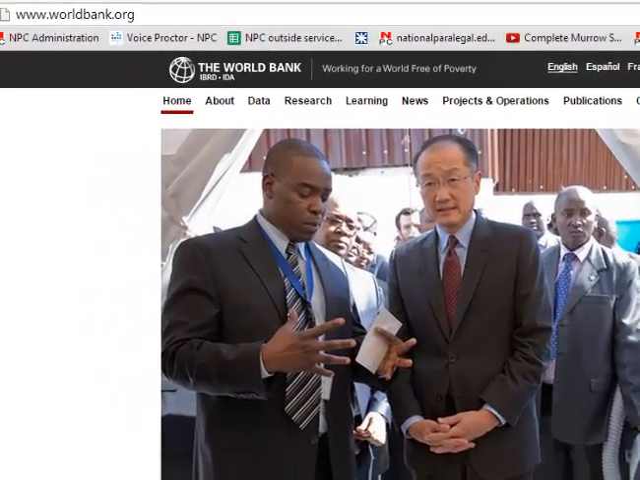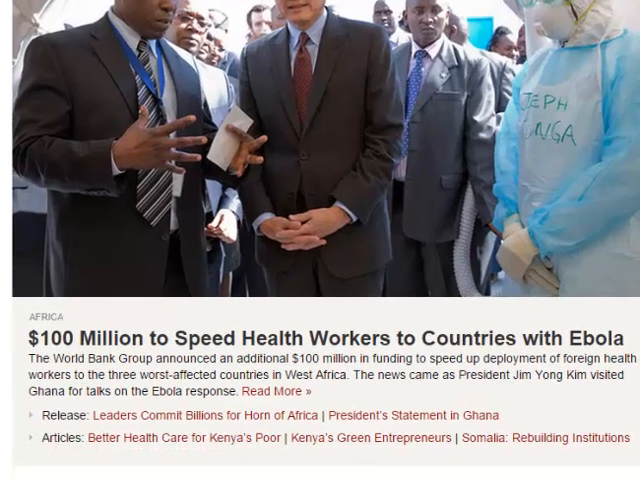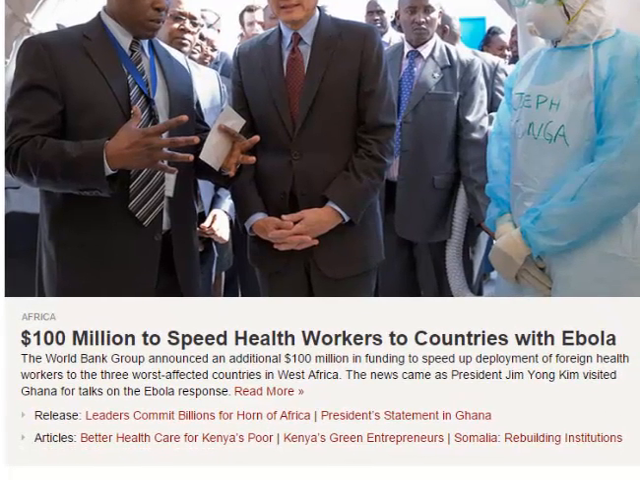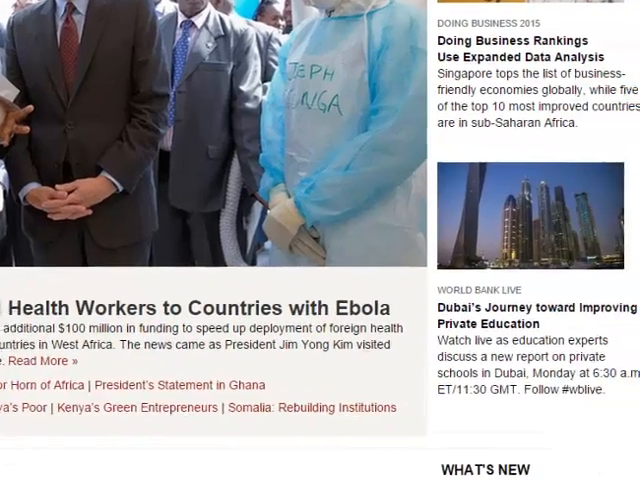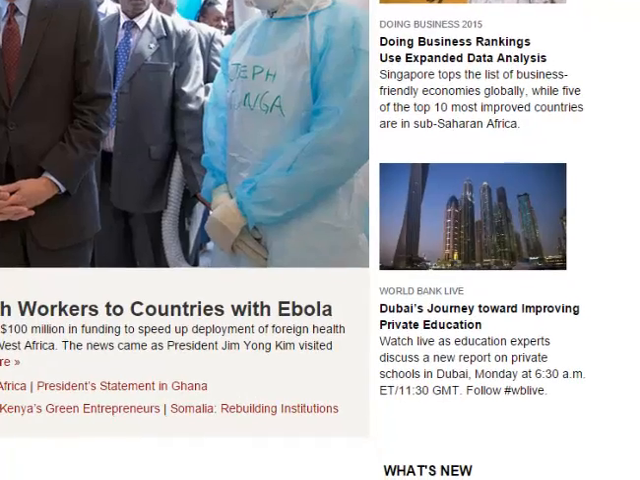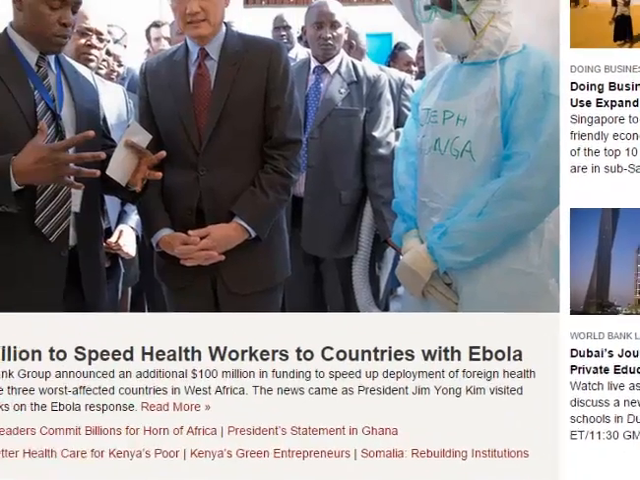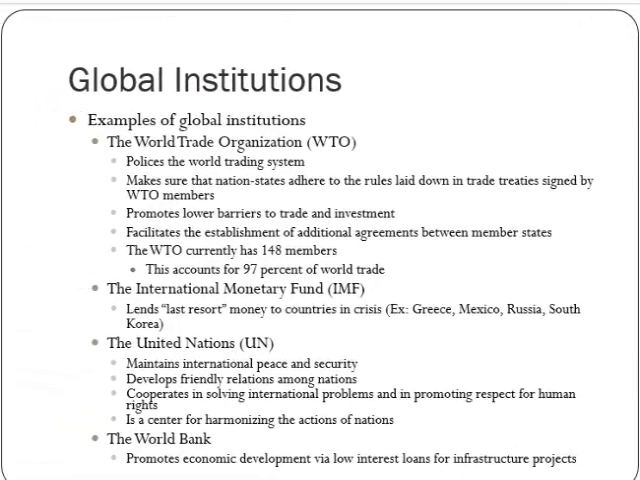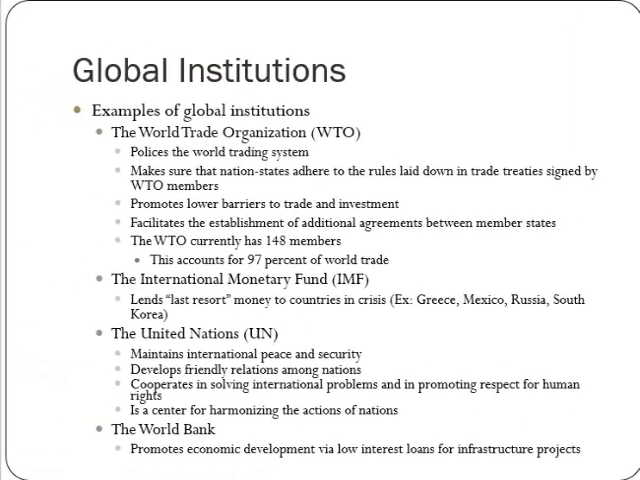But look, this is the World Bank's web page. Here's just an example of what's going on today: $100 million to speed healthcare workers to countries with Ebola, and other issues regarding Dubai's private education. In other words, things that are relevant to infrastructure to try to help countries as they develop and as they move along.